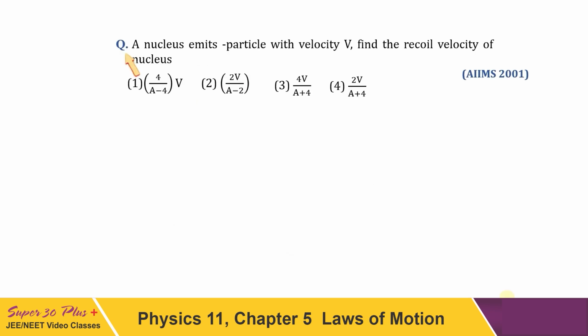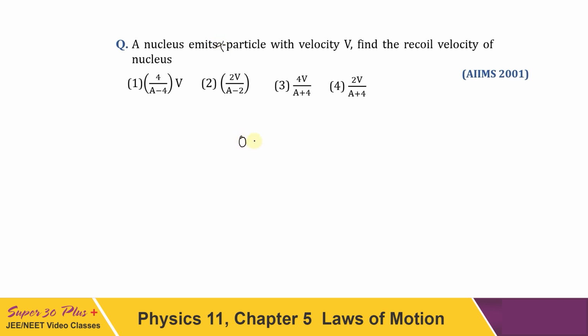Again one question we have: a nucleus emits a particle with velocity v. Find the recoil velocity of the nucleus, and different options are given here. So let us calculate the recoil velocity. Now you can recall the concept of momentum conservation. If the nucleus is initially at rest, its momentum has to be equal to 0. It should be an alpha particle here. Initial momentum has to be 0.